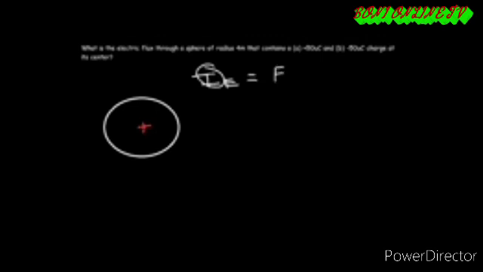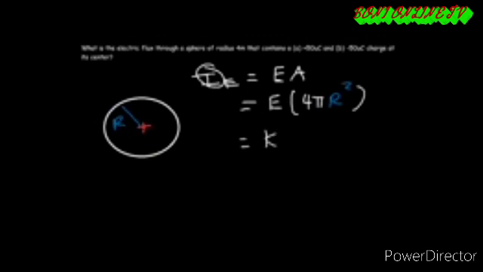So it's going to be E times A, where A is the surface area of a sphere. So let's say the sphere has a radius r. The surface area is going to be 4 pi times r squared. Now the electric field produced by a sphere, you can treat it as if it's a point charge, particularly if you want to calculate the electric field outside of a sphere. And so that's equal to K times Q, which is the charge in the sphere, divided by r squared.